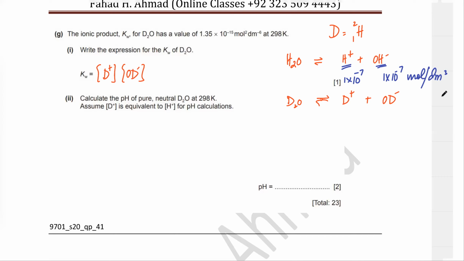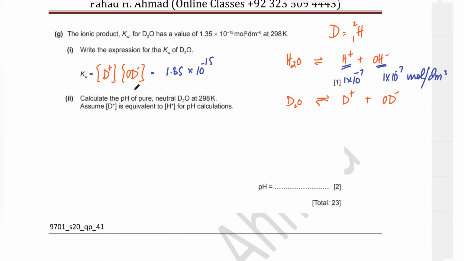Yes. But over here, obviously, you're using an isotope, a different water molecule, right? So it has a different value. It's 1.35 times 10 power minus 15, which indicates that it's even lower. That means its dissociation is even lesser compared to water.